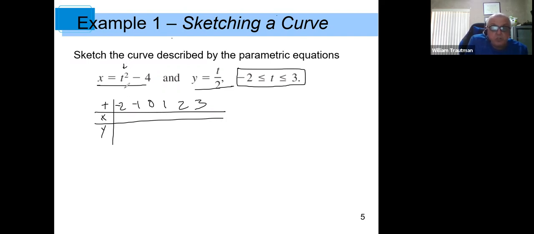So here, first, we're going to plug in -2. -2 squared is 4. 4 minus 4 is 0. So x is 0. Then you plug -2 up here into the y value for t. -2 divided by 2 is -1. So y equals -1.